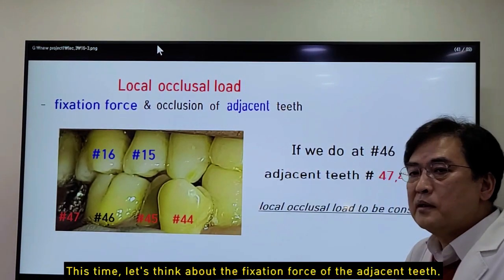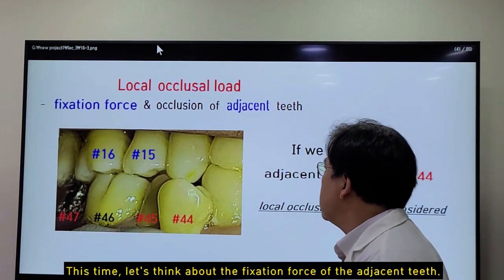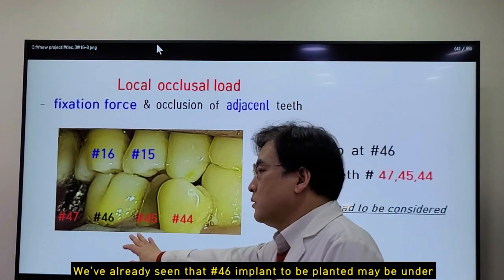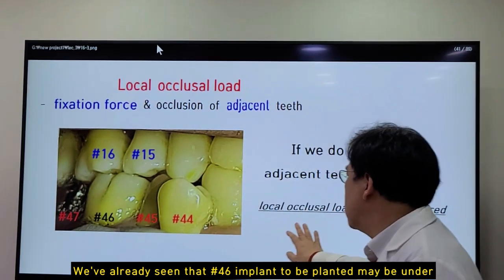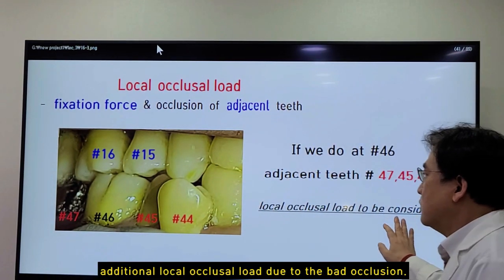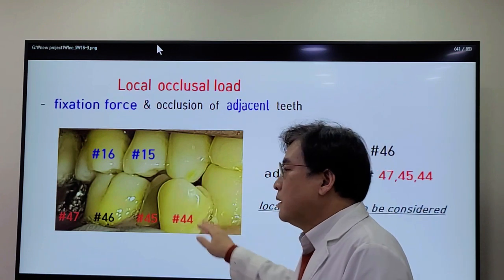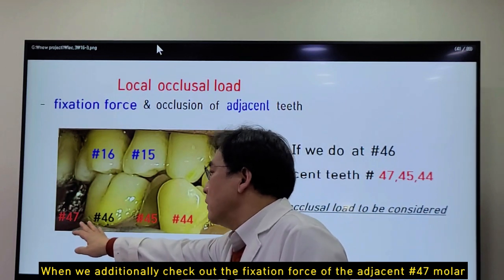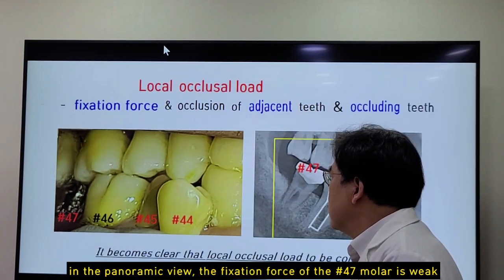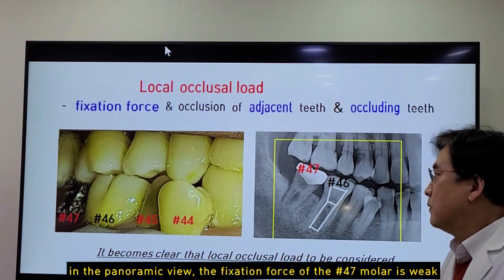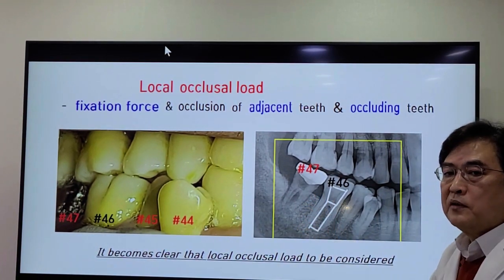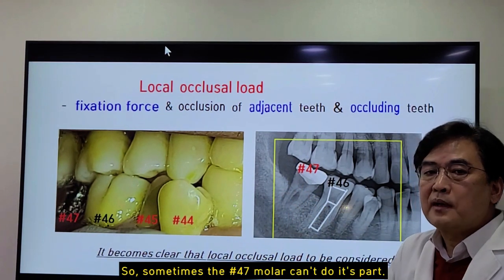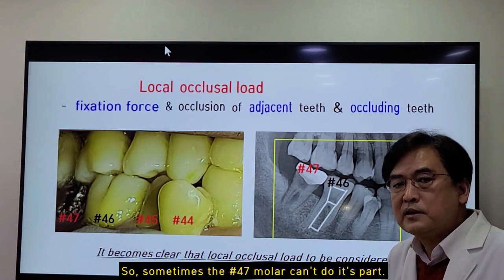This time, let's think about the fixation force of adjacent teeth. We've already seen that the 46 implant to be planted may be under additional occlusal load due to the bad occlusion. When you additionally check the fixation force of the adjacent 47 molar in a panoramic view, the fixation force of the 47 molar is weak because it's undergoing periodontal disease. So sometimes the 47 molar cannot do its part.